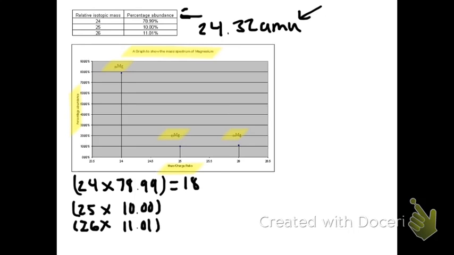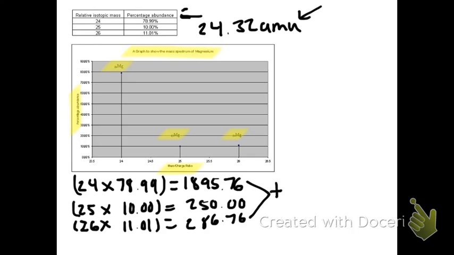Now this should be 1895.76, and this should be 250.00, and this should be 286.76. Then what you're going to do is add those together. You're going to add all three of those numbers together, and you're going to get 2432.02. And you're going to divide that number by 100, since these are based on percentages. And when you divide that by 100, you should get an answer.